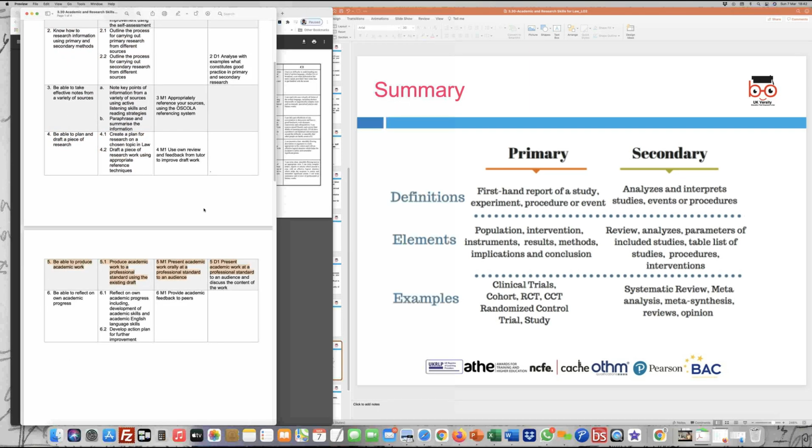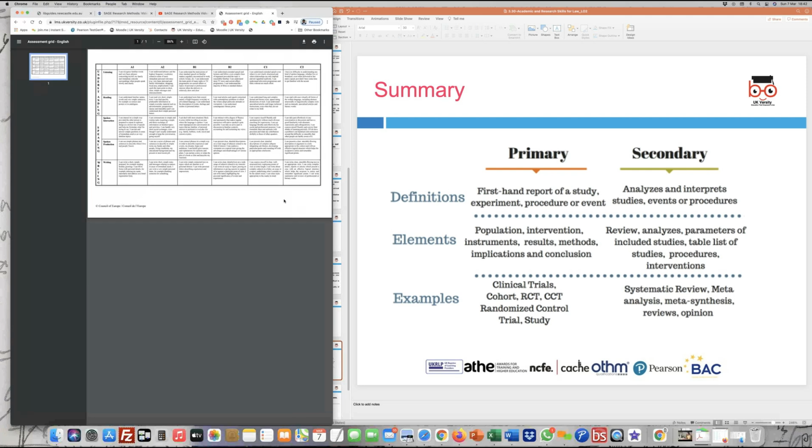So essentially at this stage, we want to know what the methods are, why they are used, and how data is collected through primary and secondary sources. And then when we look at drafting a piece of research in Learning Outcome 4 and producing and presenting that piece of work in Learning Outcome 5, that is where we'll actually use these, basically to understand this in a bit more detail.